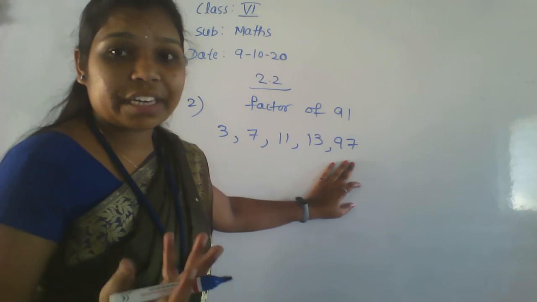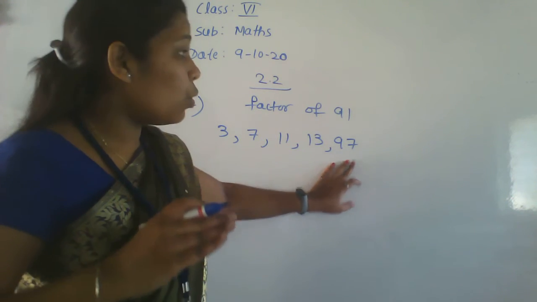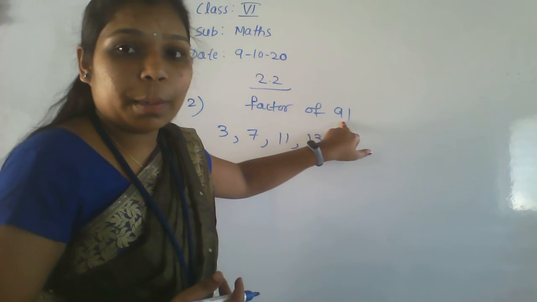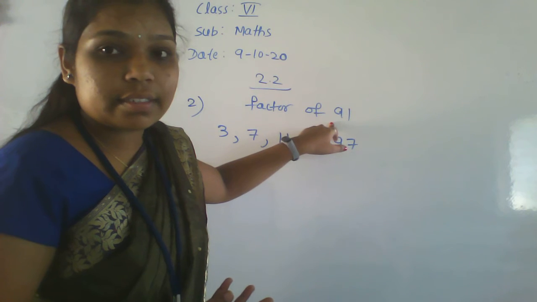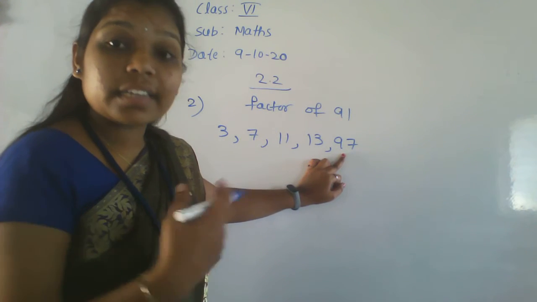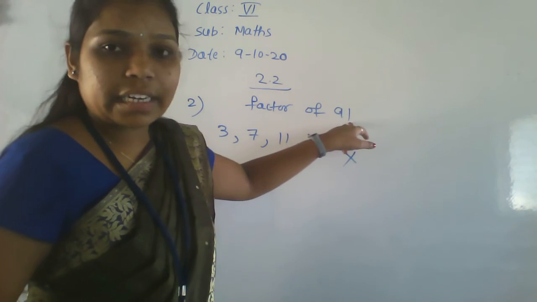By seeing the number we can say that a factor is always equal to that number or else smaller than the given number. It is not greater than the given number. Here 91 is there. Is 97 smaller or equal? No, it is greater than 91. So we can say this one is not a factor of 91.